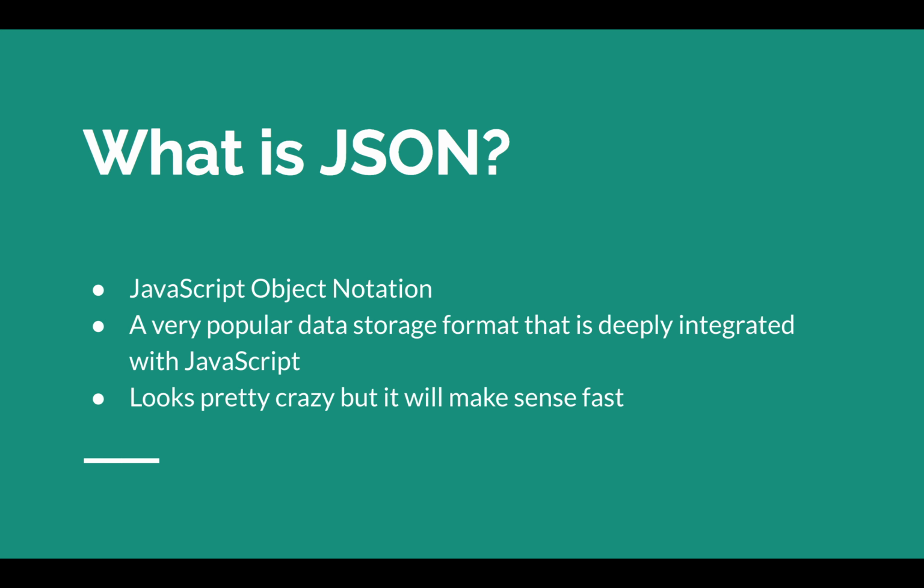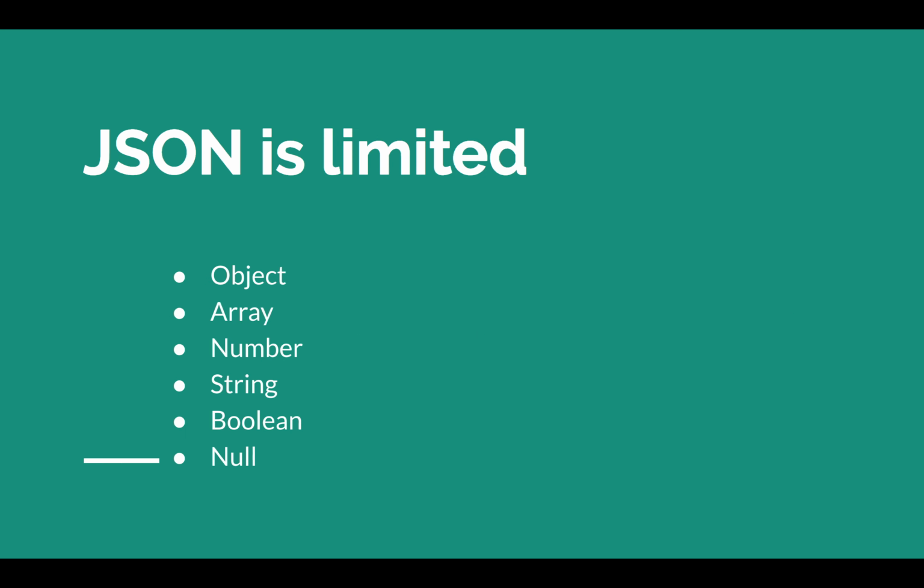Now JSON has the fancy name JavaScript object notation, but what you really need to understand about it is that even if it looks crazy, it makes sense pretty quickly, and JavaScript, as you might tell from the name, loves it. It has it built in from the get-go. JSON is an incredibly popular data storage format, and most websites will use JSON in some way, shape, or form in order to transfer data between your computer and them. One of the nice things about JSON is that it's limited. There are very few things that can actually be in JSON, and this is basically all of them. Objects, arrays, numbers, strings, booleans, and null.